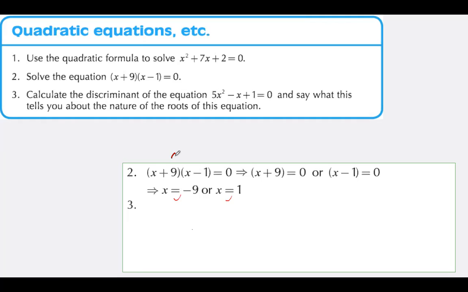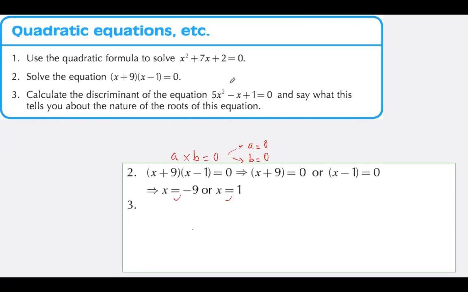Because remember, when you do a times b equals 0, it's either a equals 0 or b equals 0. And that is exactly the same: x plus 9 equals 0 or x minus 1 equals 0. And that means you've got 2 answers. That's how you would solve that.